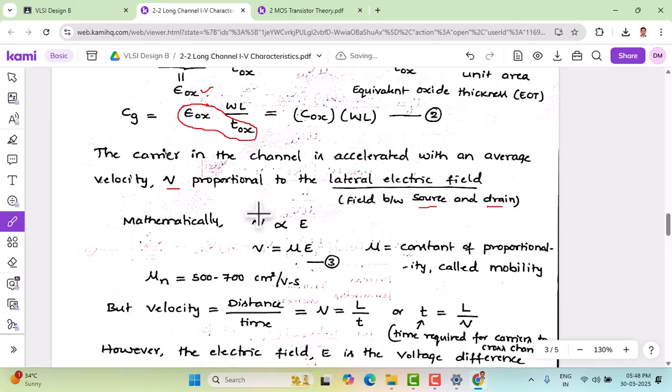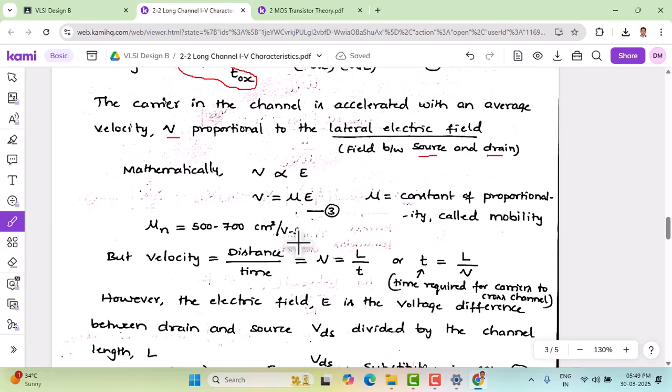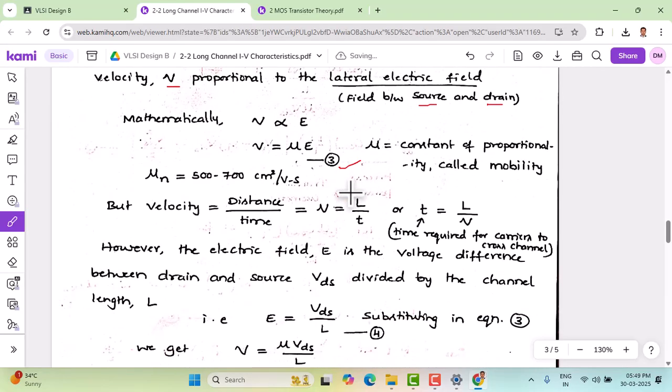And now mathematically we can write that the velocity is proportional to the lateral electric field, and this proportionality can be removed and shown as a constant. The mobility is going to be the constant of proportionality, and therefore this equation becomes V equals mu times E. Let us consider this as equation 3, where the mobility of electron lies in the range of 500 to 700 centimeters square per volt second. That is the unit of the mobility.